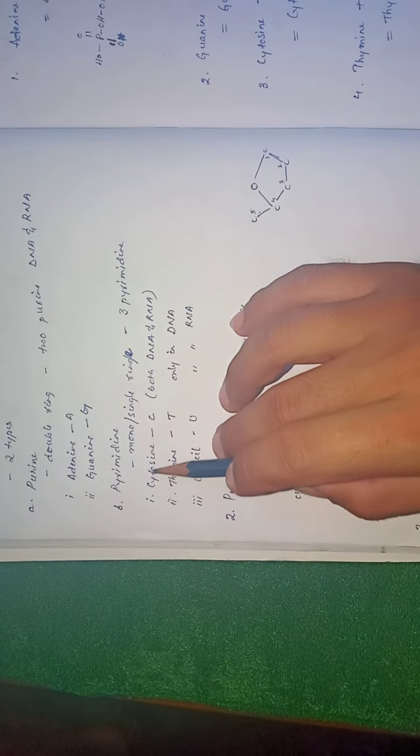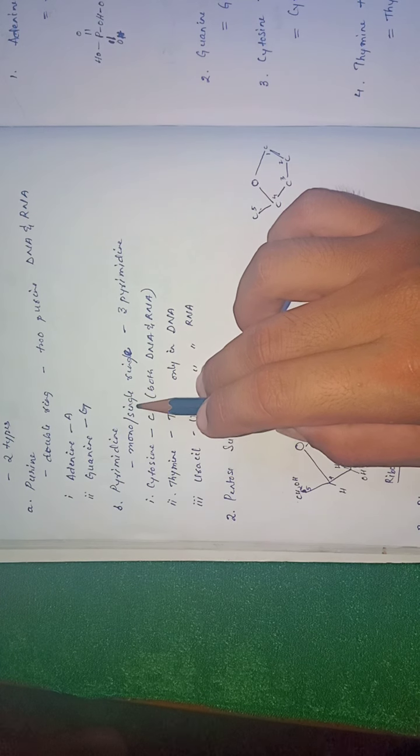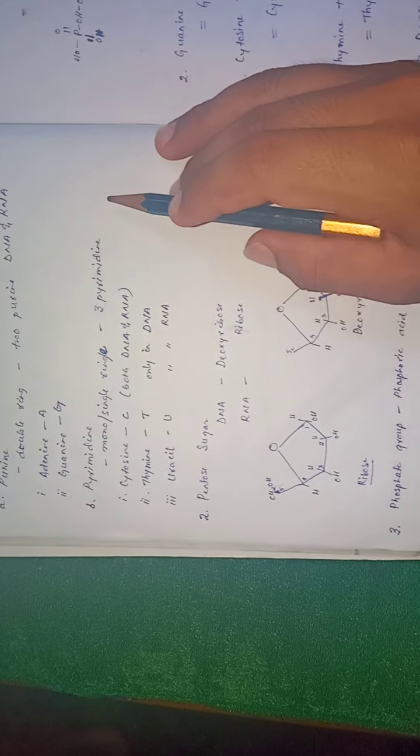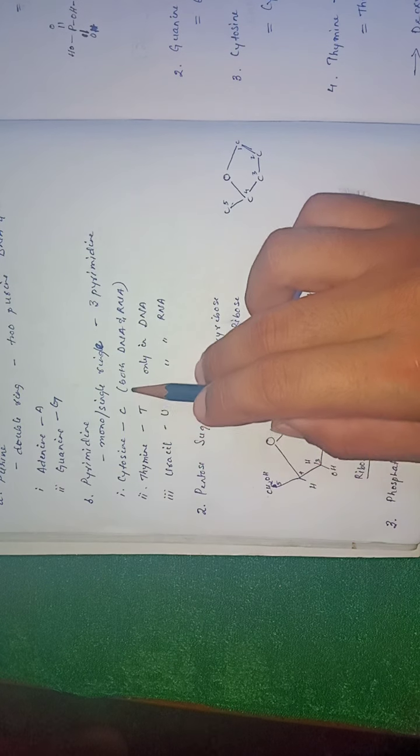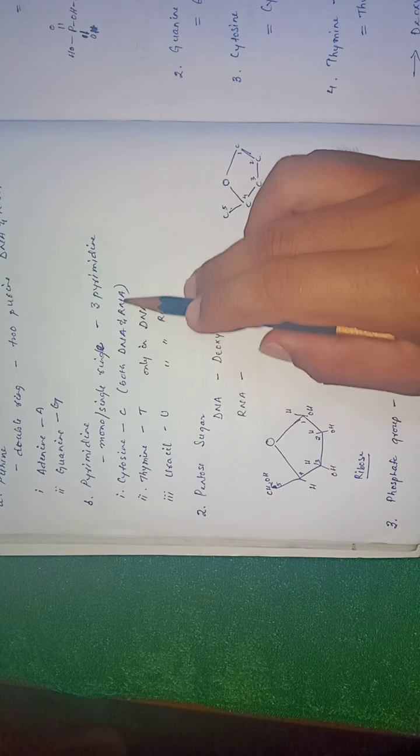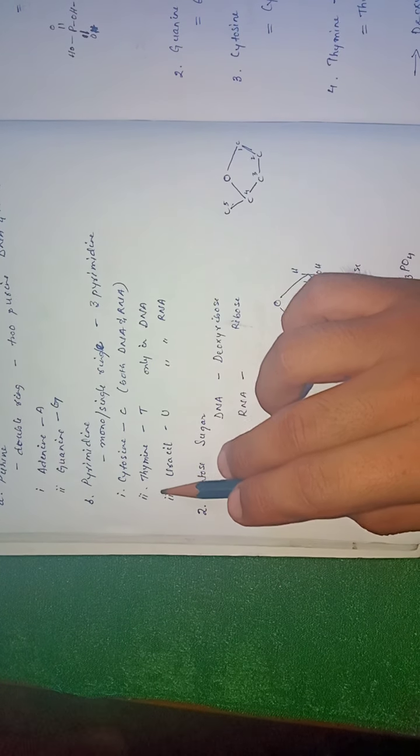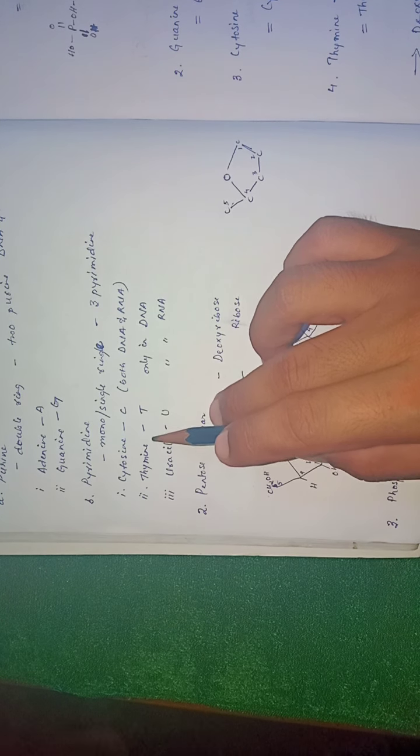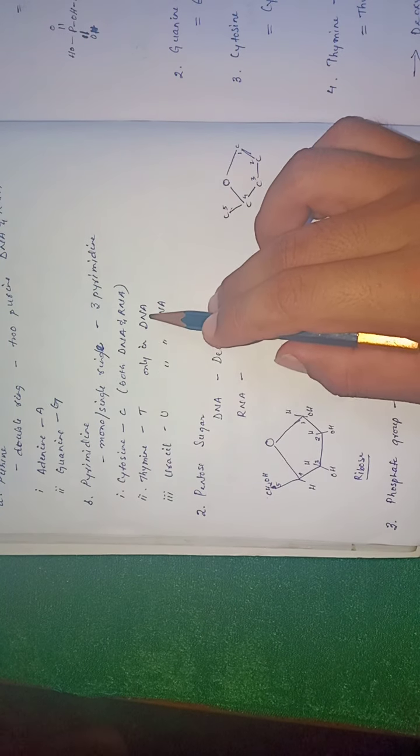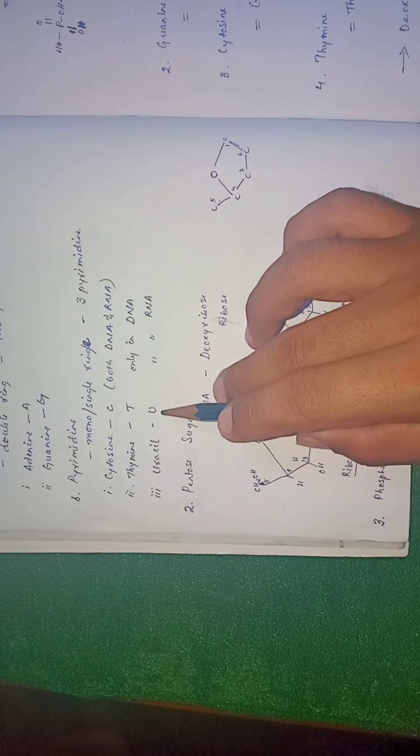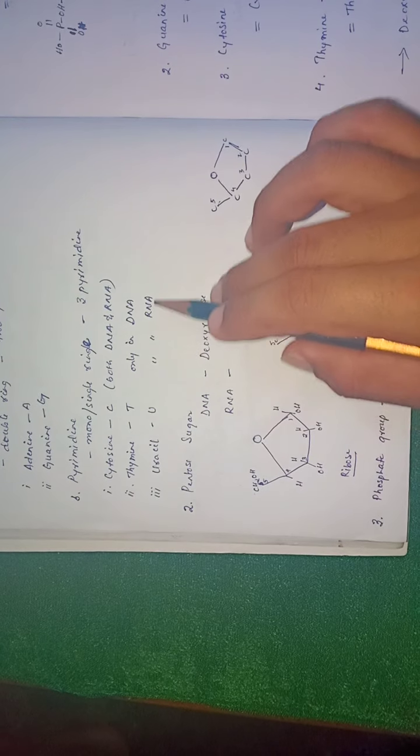The second type of nitrogenous base is pyrimidine. Pyrimidine is a monocyclic or single ring compound, and there are three pyrimidines. The first one is cytosine, represented by C, and this cytosine is found in both DNA and RNA. The second is thymine, represented by T, and this thymine is found only in DNA. The third is uracil, represented by U, and this uracil is found only in RNA.